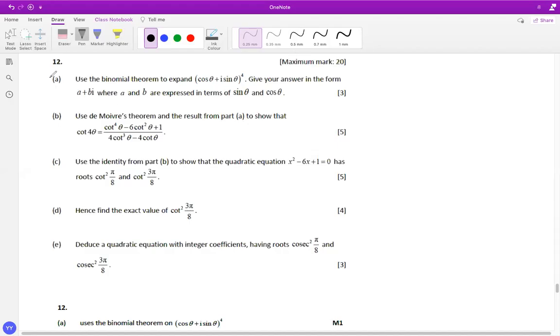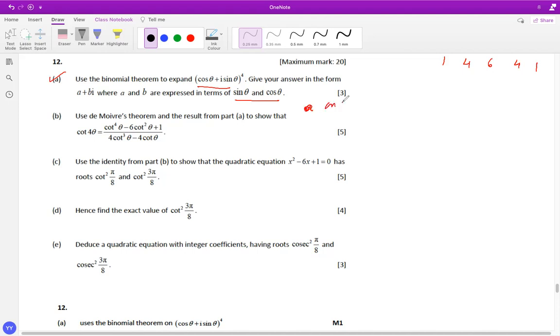So this is the last question on this paper. We have to use the binomial expansion of (cos theta plus i sine theta) to the power 4, and write down the answer in terms of sine and cos. As you know, Pascal's triangle for the fourth row is 1, 4, 6, 4, 1. And what you could do is simply use that.